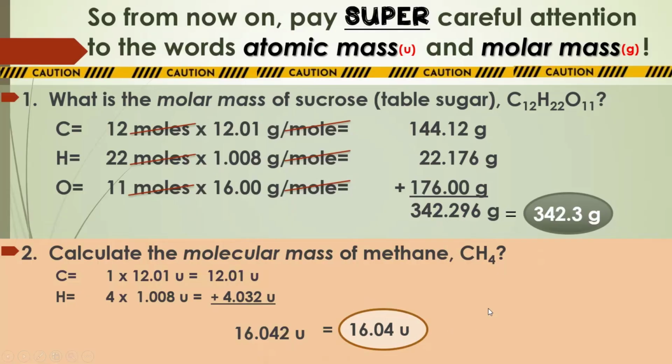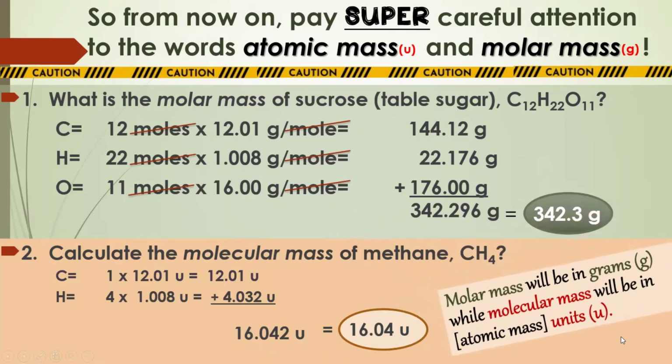So this is a very tiny amount. This is just the mass of 1 molecule. So molar mass will be in grams, while molecular mass or atomic mass will be in atomic mass units. All right.